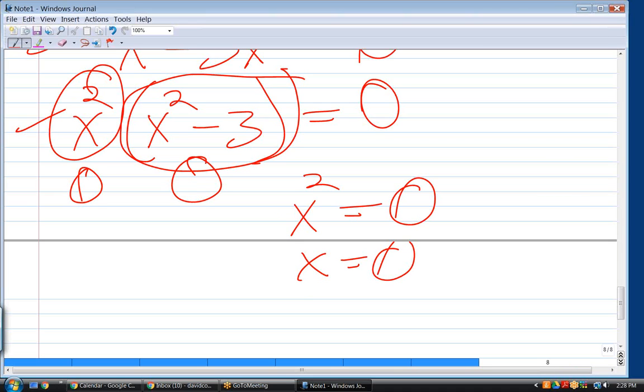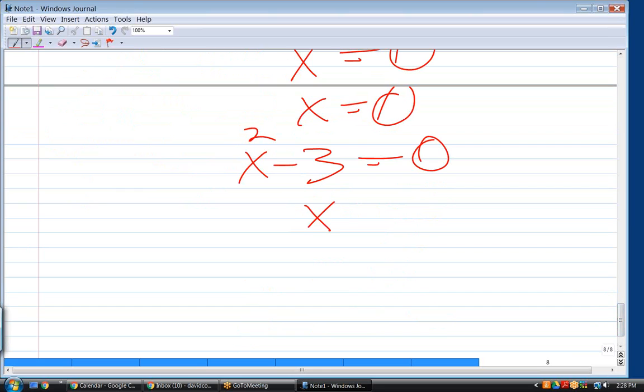So there's one solution. The other solution is x squared minus 3 equals 0. That means x squared equals 3. What's x equal to? The square root of 3. Plus or minus the square root of 3. Oh, right. And 90% of my students leave off the plus or minus. It's probably the most common mistake made in algebra.